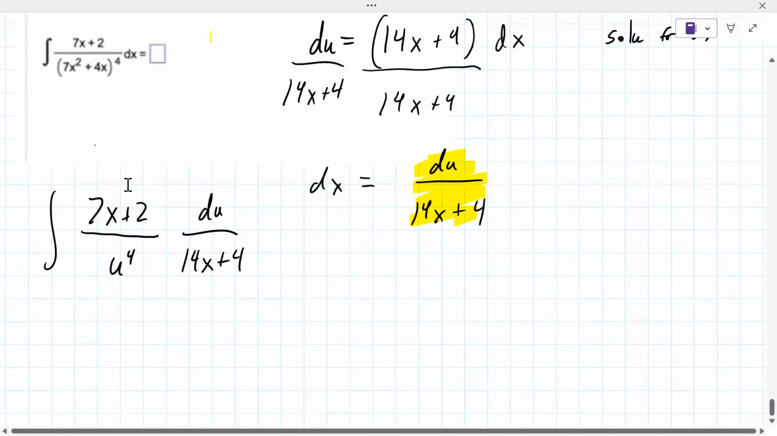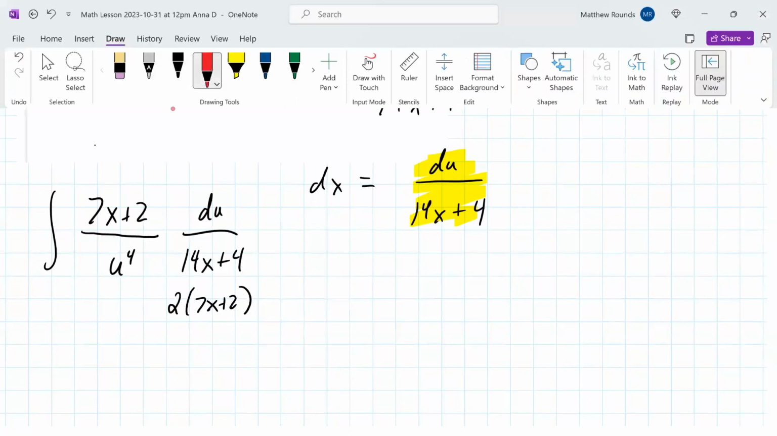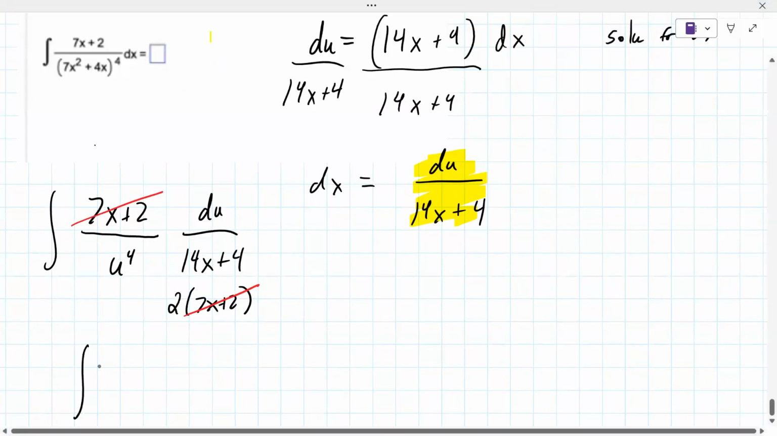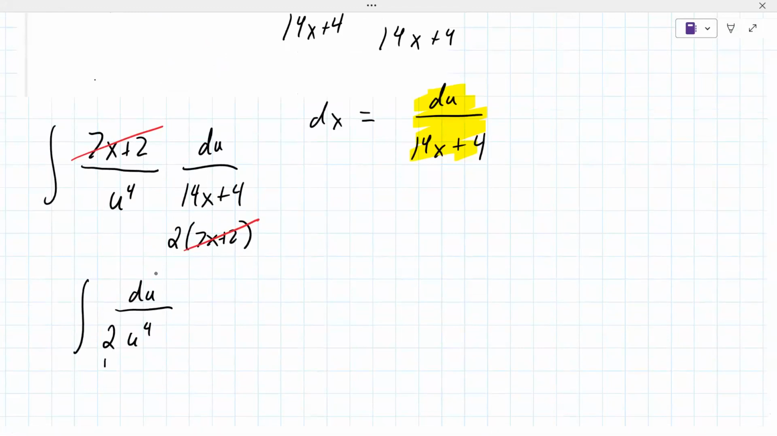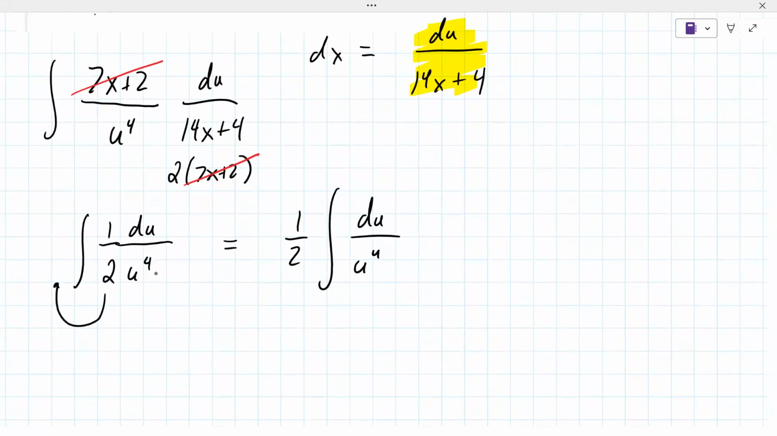All right, now this simplifies in such a way that the x's go away. I can factor a 2 out of the bottom here, and then you can see that these cancel. 7x plus 2 cancels 7x plus 2. There are no more x's. It's du over u to the fourth. There's really a 2 down on the bottom, from this right here, and we're going to just sneak that outside. It's really 1/2, so this becomes 1/2 integral du over u to the fourth.